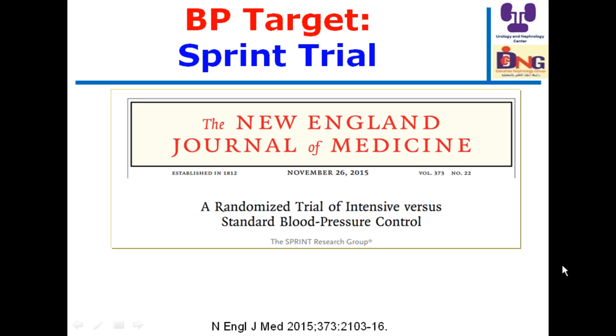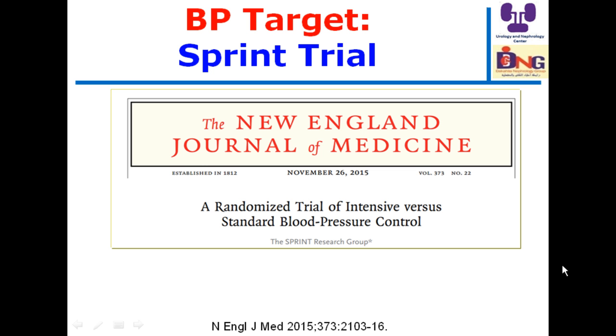This study included 9,361 non-diabetic persons with systolic blood pressure of 130 or higher and increased cardiovascular risk, who were randomly assigned to systolic blood pressure less than 120 or less than 140. Less than 120 means intensive treatment, less than 140 is standard treatment. The primary composite outcome was myocardial infarction, other acute coronary syndrome, stroke, and heart failure, and the study was prematurely terminated because of the advantages of intensive treatment.